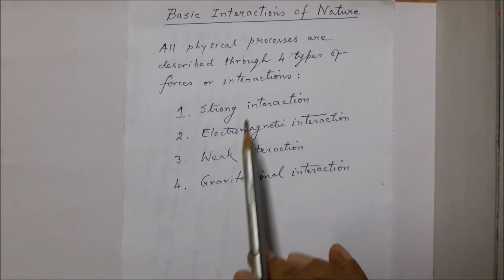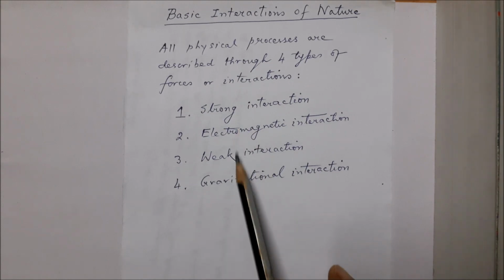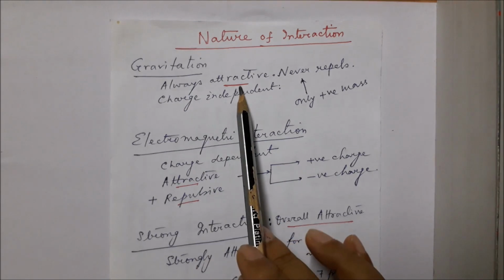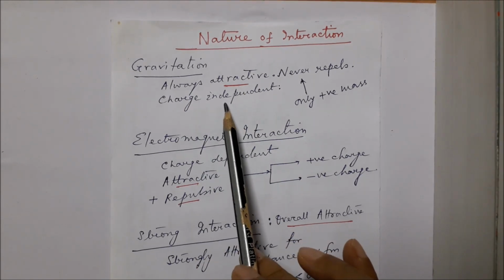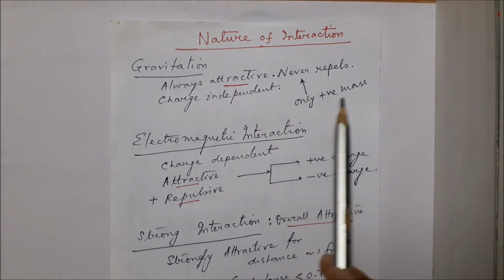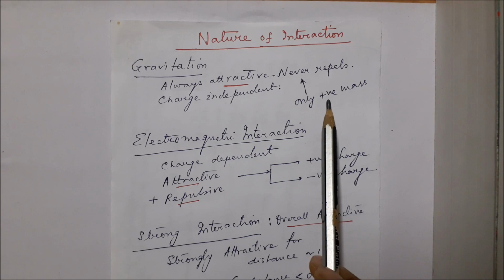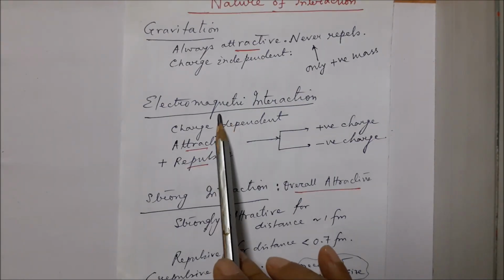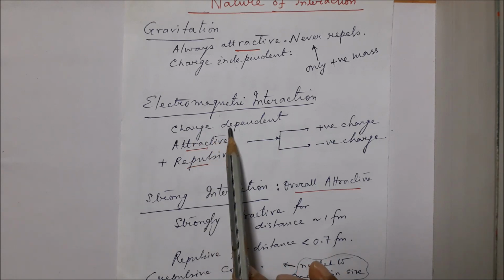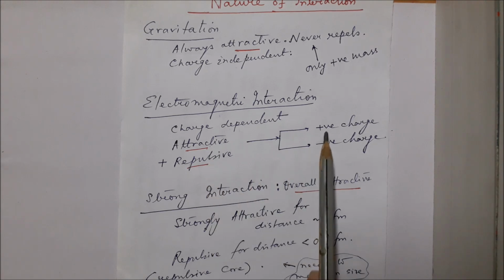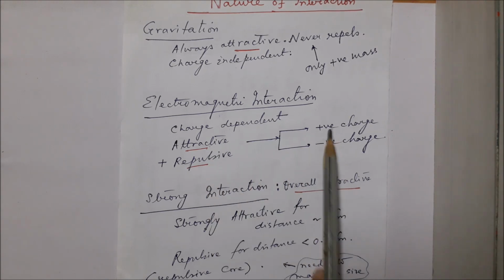Next, let us come to the nature of these interactions. While gravitational interaction is always attractive and charge independent because mass is positive, it cannot be negative. In contrast, electromagnetic interaction is charge dependent, may be attractive or repulsive, since there are two types of charges, positive charge and negative charge.